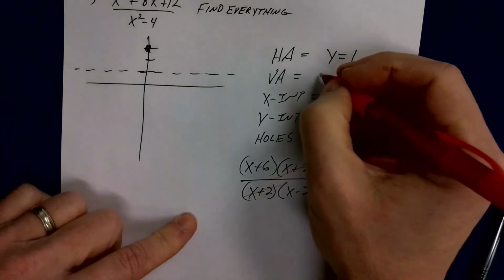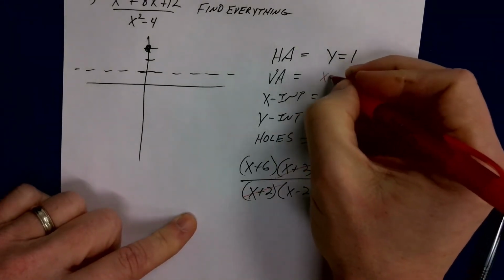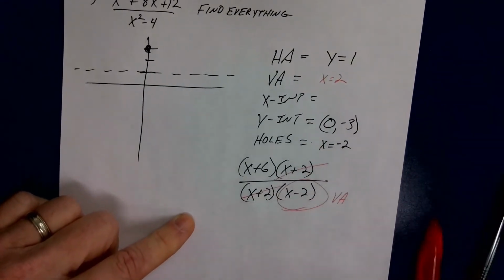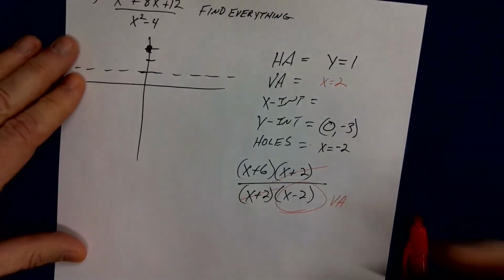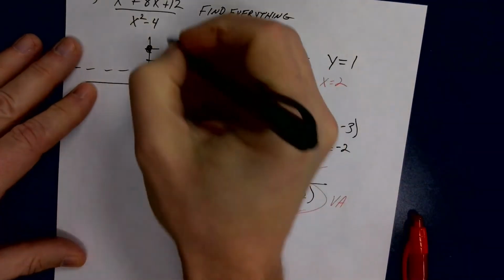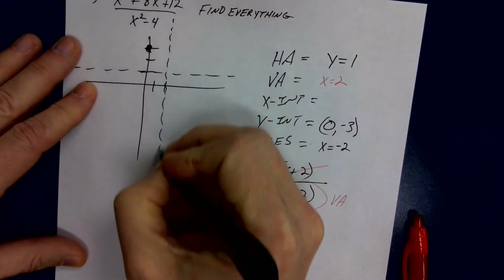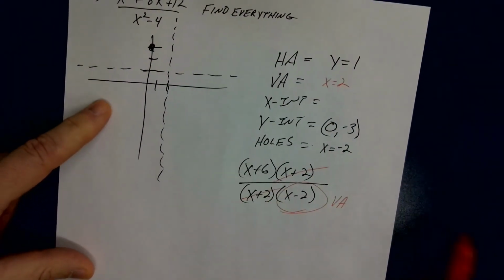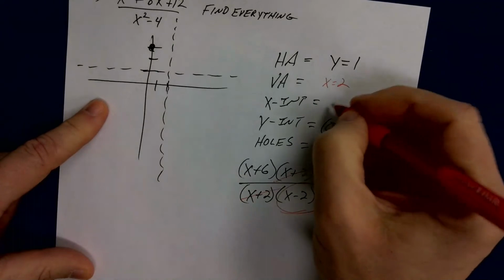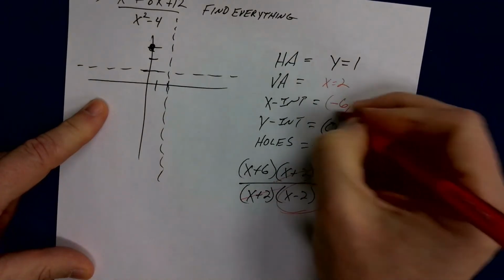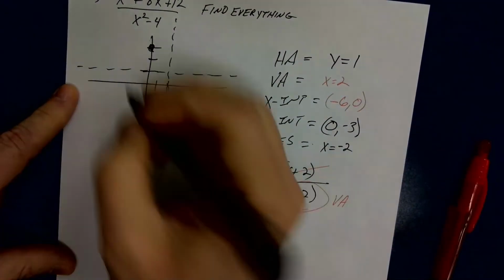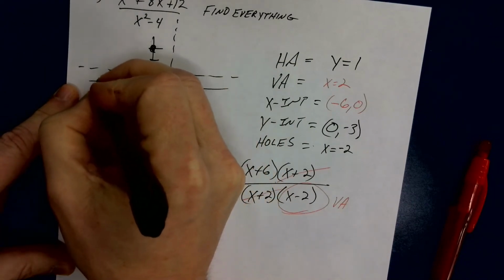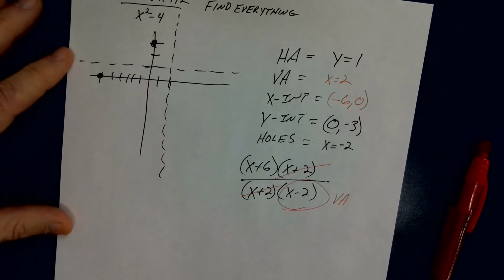Vertical asymptote at x equals positive 2. That's the thing that tells me my vertical asymptote. So I go to positive 2. 1, 2. I know it crosses the x-axis at negative 6. My x-intercept is negative 6, 0. So I come over here. 1, 2, 3, 4, 5, 6. Touches right there.